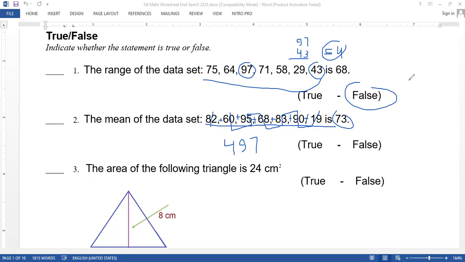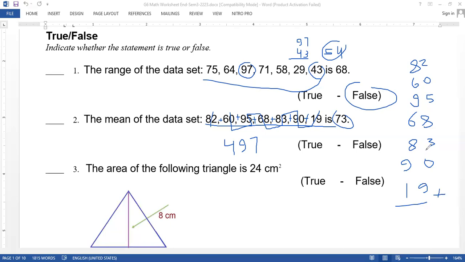Again, let me make sure. Here we have 82. I want to show you the steps one by one. Plus 60, plus 95, plus 68, plus 83, plus 90, plus 19. Let me add them with you.